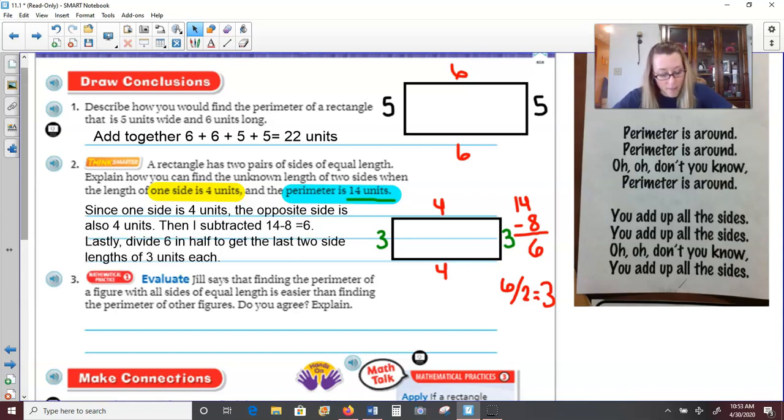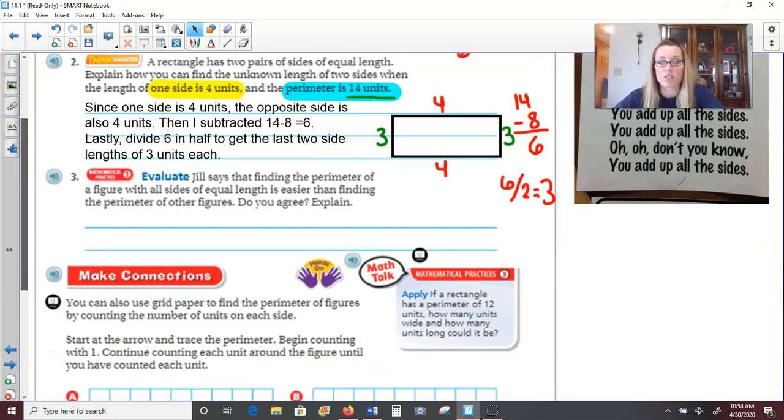Okay. In the book, I'll read the answer they gave, possible explanation. Since a rectangle has two pairs of sides of equal length, 4 plus 4 equals 8, then I subtract 14 minus 8 equals 6. Since the other two sides are also equal, I divide by 2. 6 divided by 2 equals 3, so the unknown side length is 3 units. Okay, so I think we did a pretty nice job of answering that question.